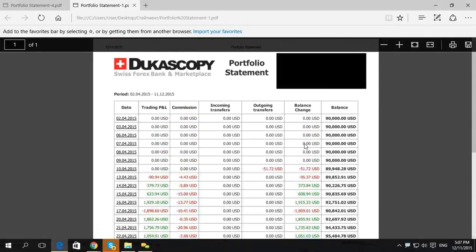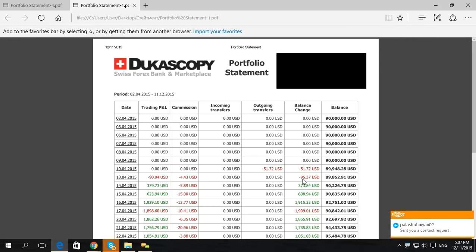Started in April. The first trade was placed on the 13th. The first trade was a loss, $95. You can see that very clearly. And then from there, this $51 wasn't a loss, it was just a charge from Dukascopy.